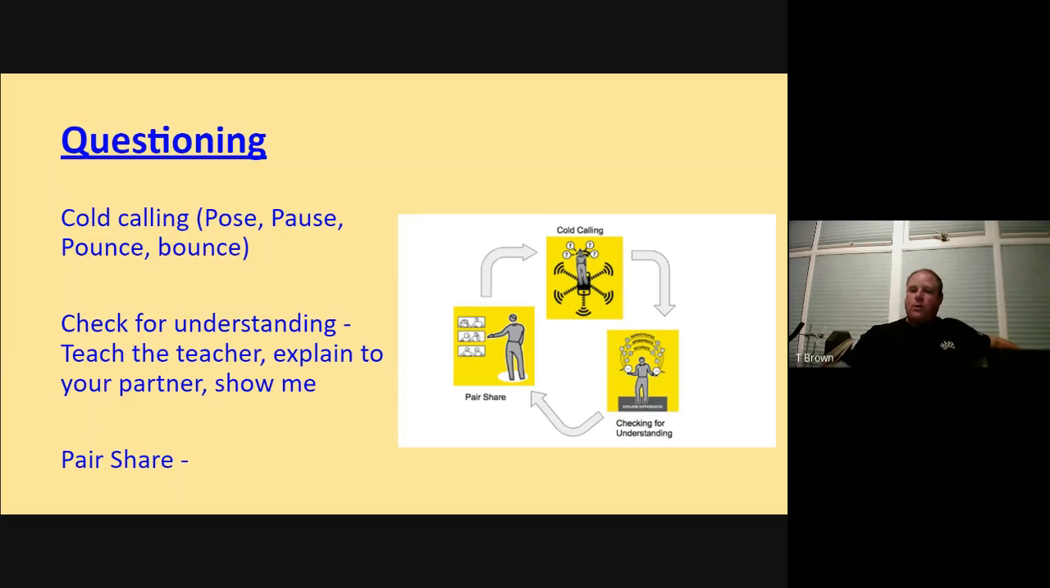Then pounce on someone in the room. Ask the question of that person. Don't accept I don't know as an answer. Give them an opportunity to phone a friend. Give them an opportunity to find the answer. Step away from them, go to somebody else and come back to that child. Then bounce that answer to extend it further.